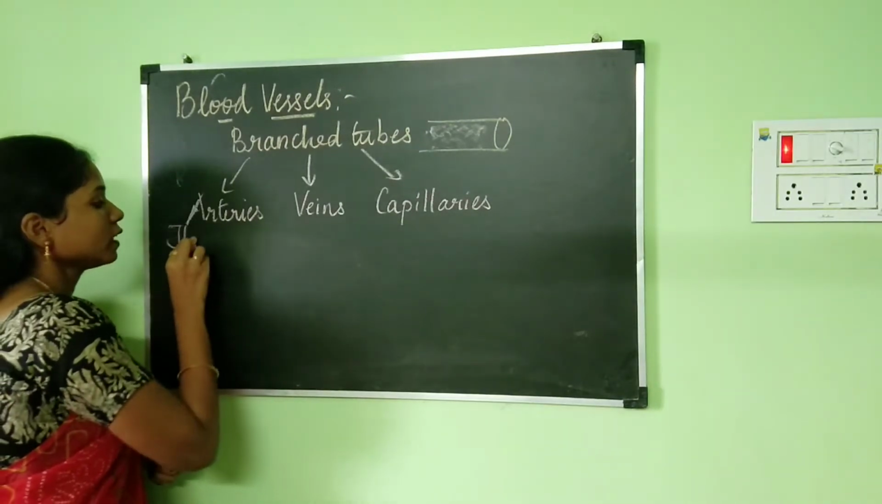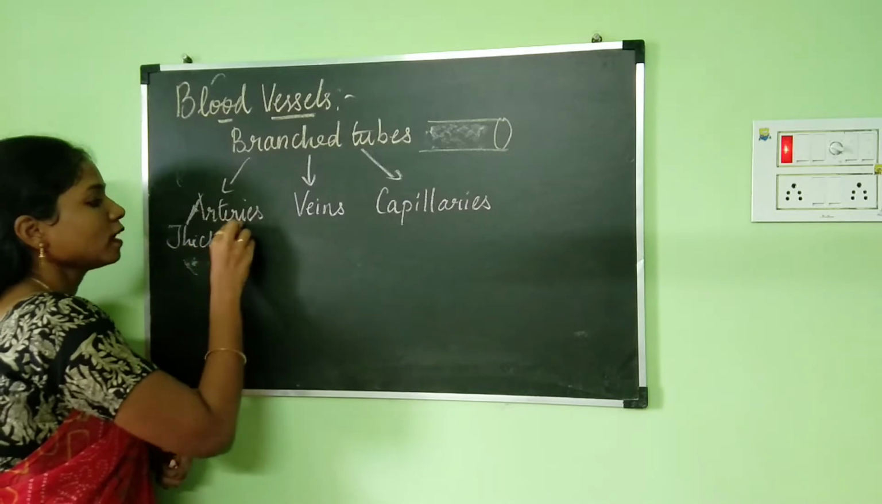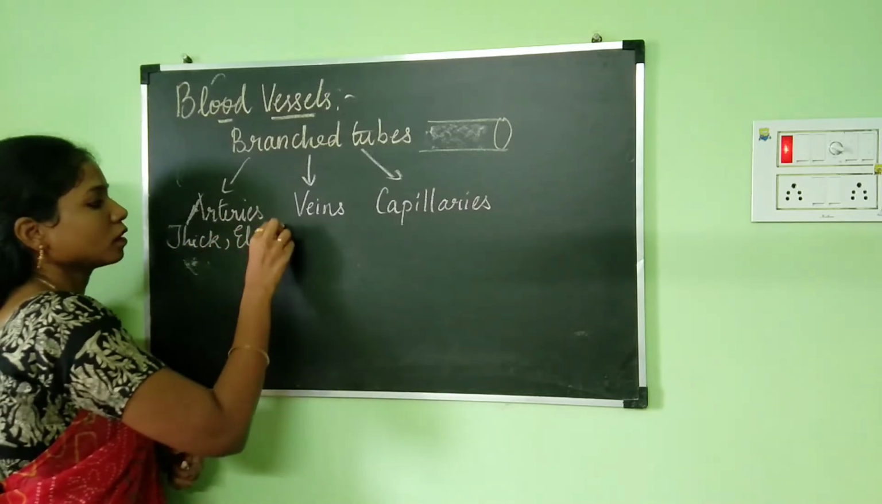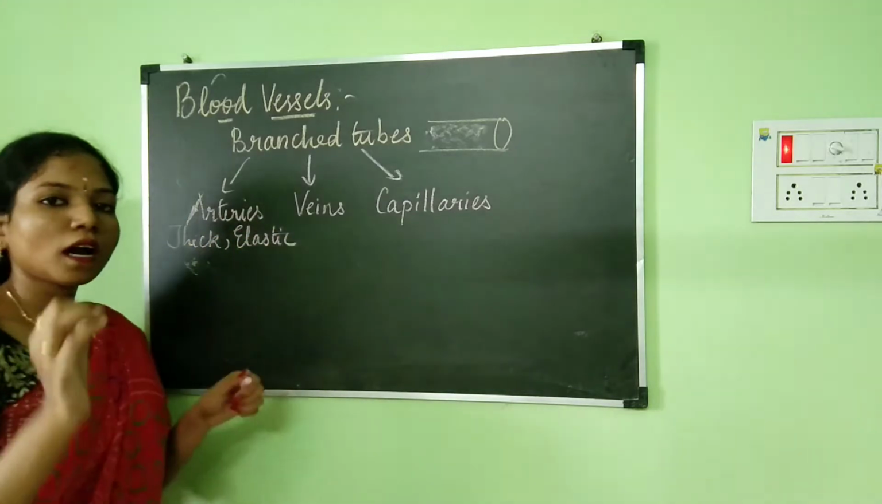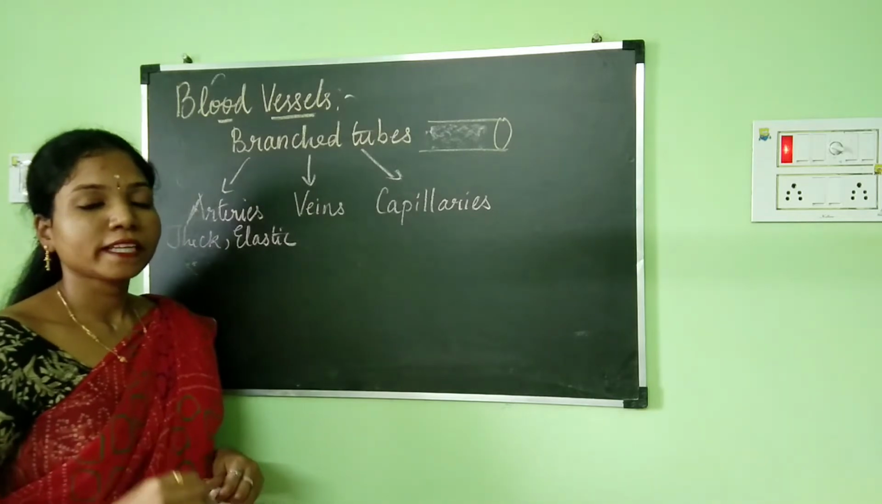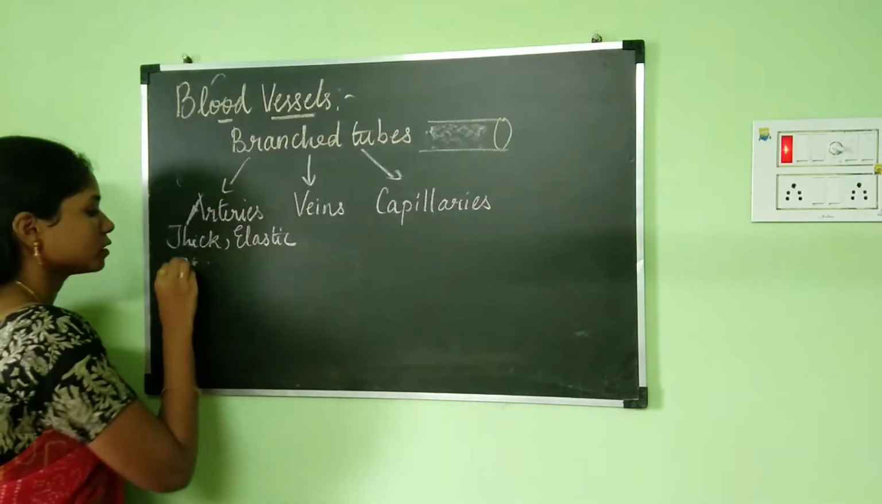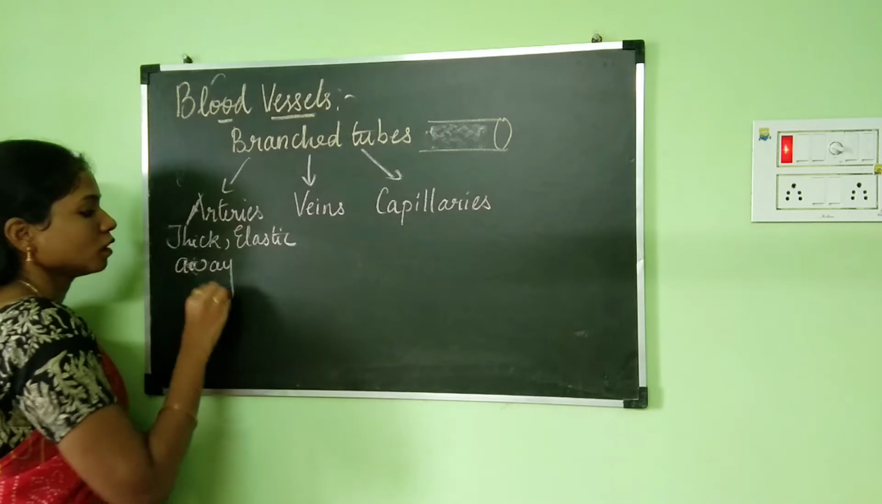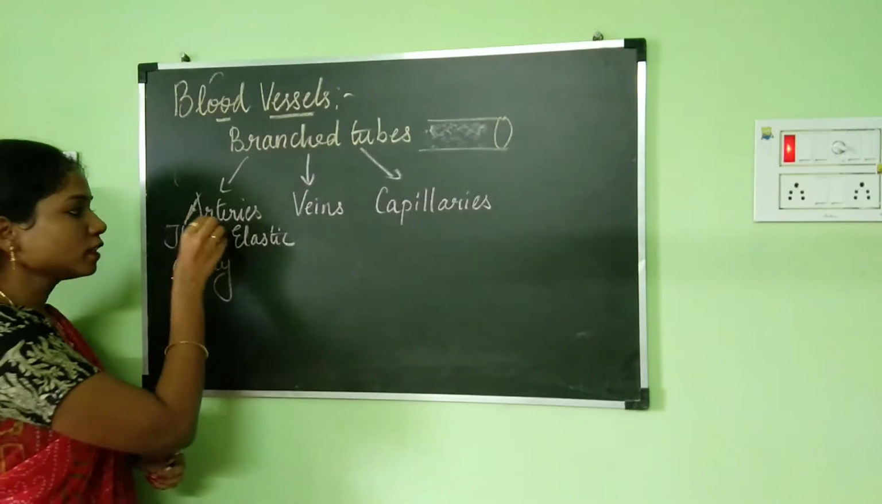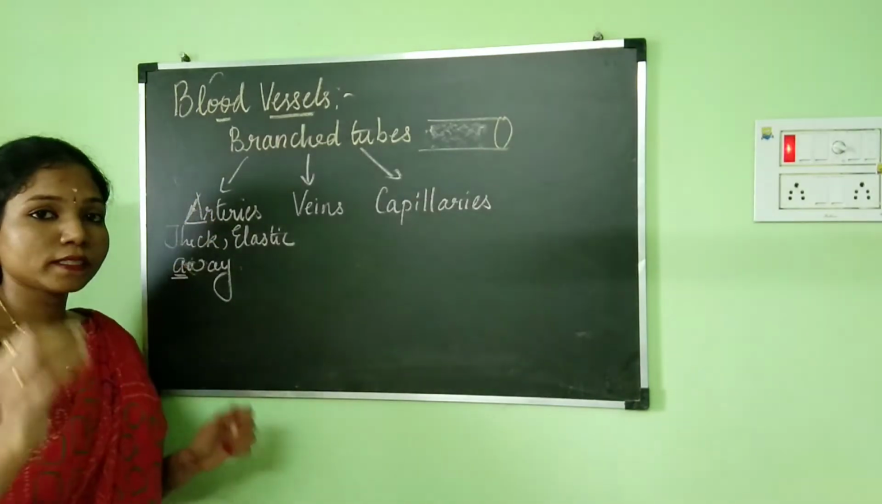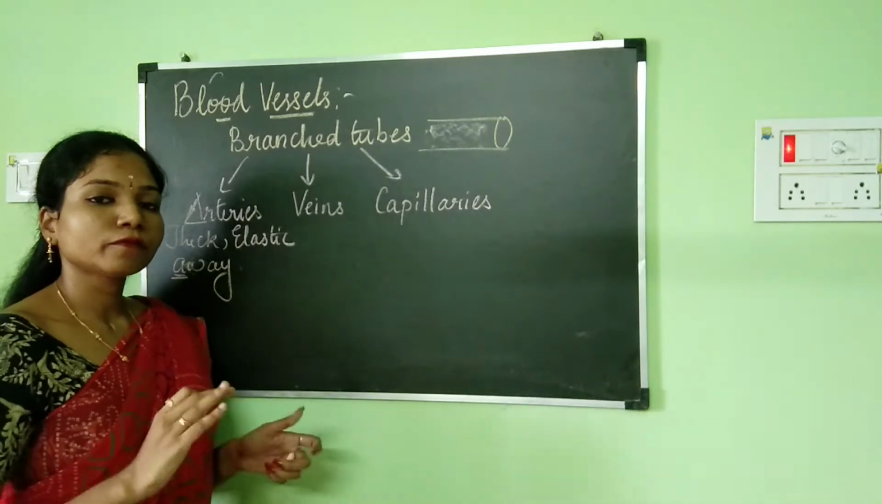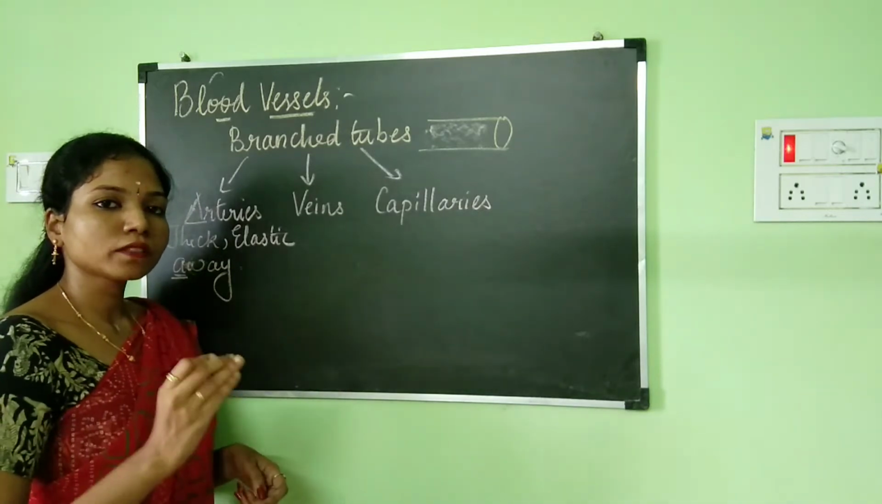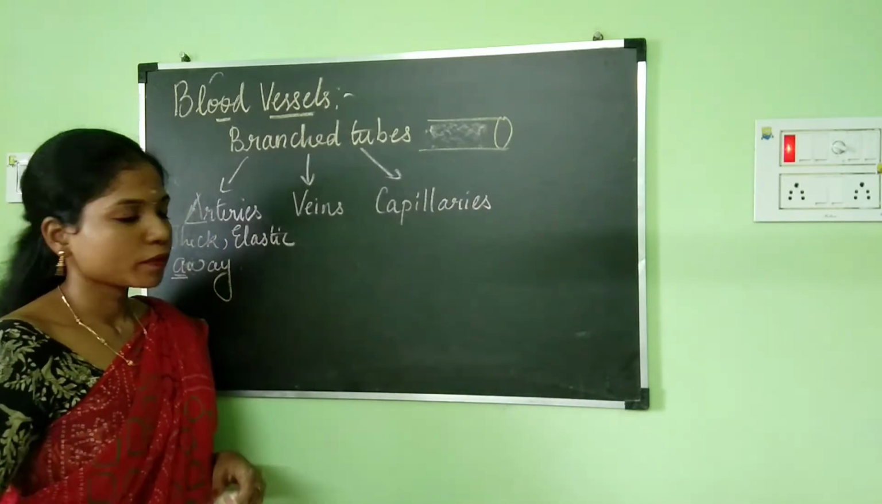Arteries are thick and elastic blood vessels, and arteries are always going to carry blood away from the heart. A for arteries and A for away. Please remember it like that. Don't get confused. Arteries are always going to carry blood away from the heart.